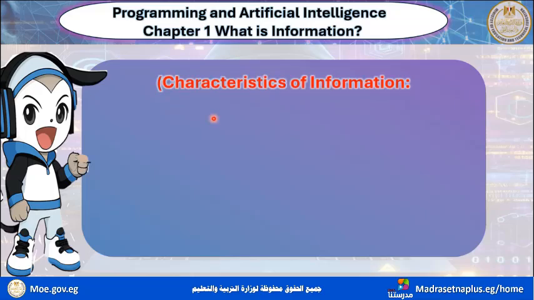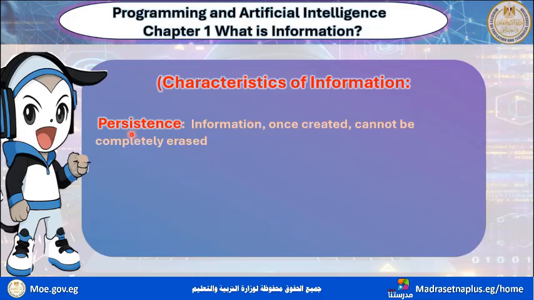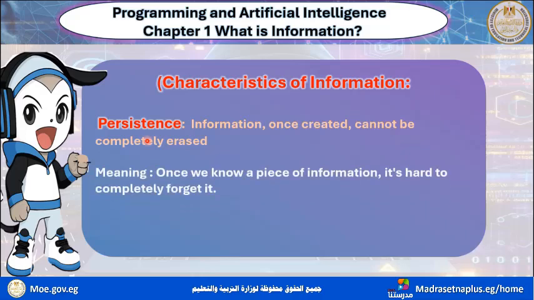Well, as usual, dear students, information has some characteristics. So, do you know the characteristics of information? Let's check them together. Starting with persistence. So, information has persistence. Well, what does it mean, persistence? We know that information, once created, cannot be completely erased. You can't delete it forever. That means once we know a piece of information, it's hard to completely forget it.